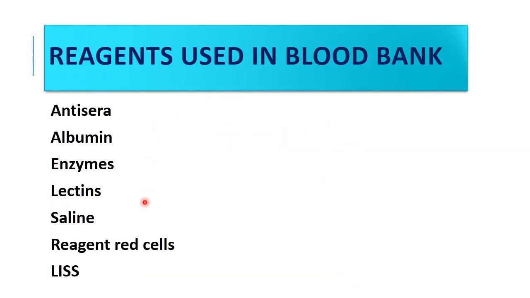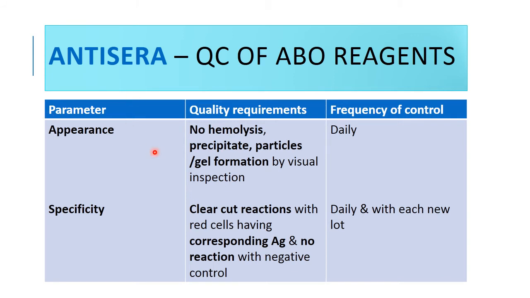Here is a list of different reagents which are utilized in the blood bank, that is antisera, albumin, enzymes, lectins, saline, red cell reagents and LISS. So with respect to all these reagents, we will see what quality control measures have to be followed in our laboratory. With respect to antisera, we have to look for the appearance, that is how the antisera appear, that is the quality check. There should be no hemolysis, precipitate, particles or gel formation by visual inspection, and this is done on a daily basis, that is the frequency of control.